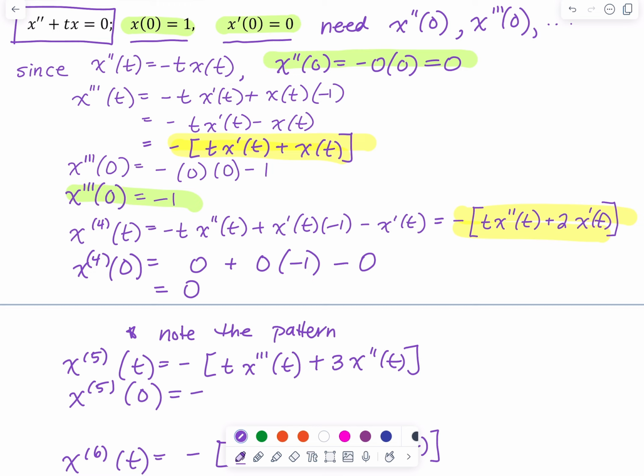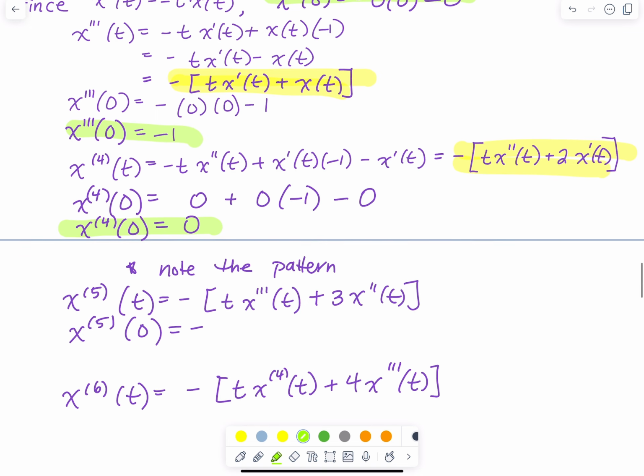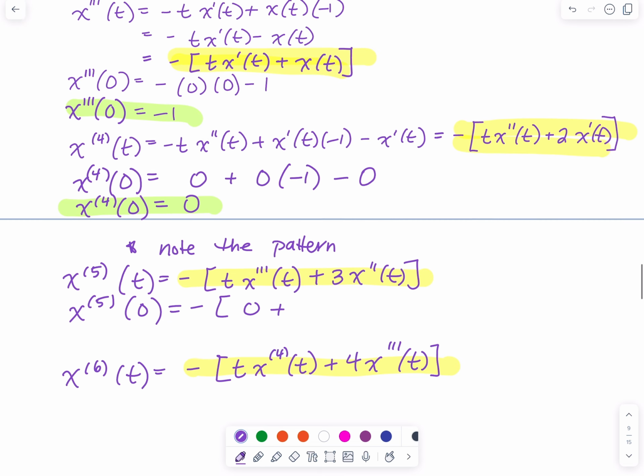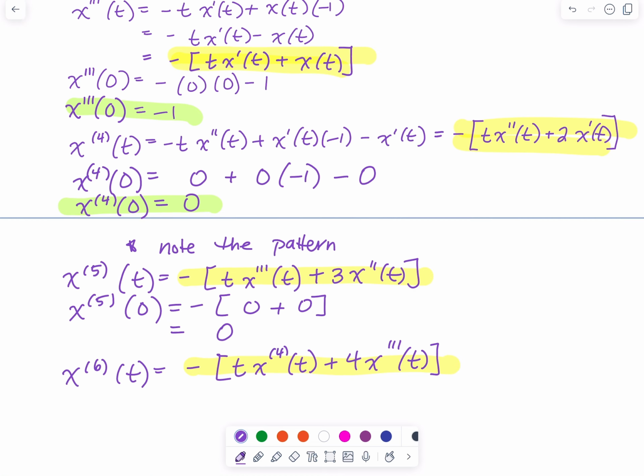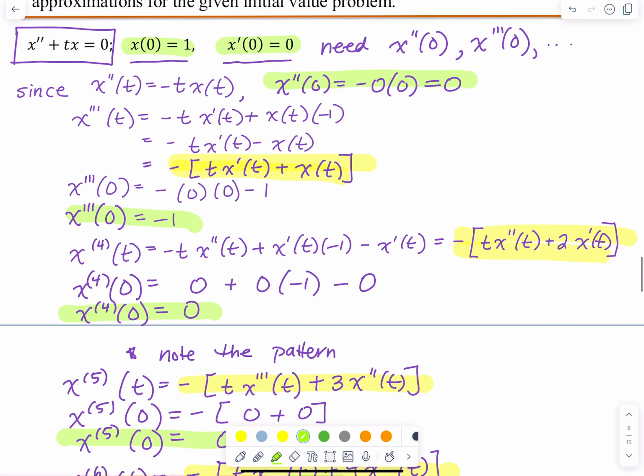Here's our fourth derivative evaluated at 0. And we are now working on our fifth derivative. We have seen this pattern here. And if we go ahead and evaluate this, we are going to have 0 plus, and remember x double prime evaluated at 0 is 0, so we have 0 for that fifth derivative evaluated at 0.